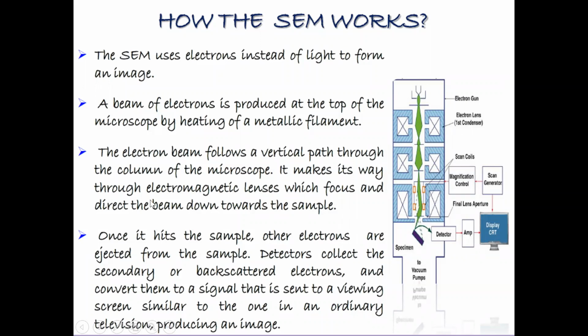It makes its way through the electromagnetic lenses. Here are the electromagnetic lenses, which focus and direct the beam down toward the specimen or your sample. This is a very important role of your magnetic lenses. Once it hits the sample, other electrons are ejected from the sample, and the detectors collect the secondary electrons, backscattered electrons, and X-rays also, and convert them into signals that are sent to the viewing screen like your computer.